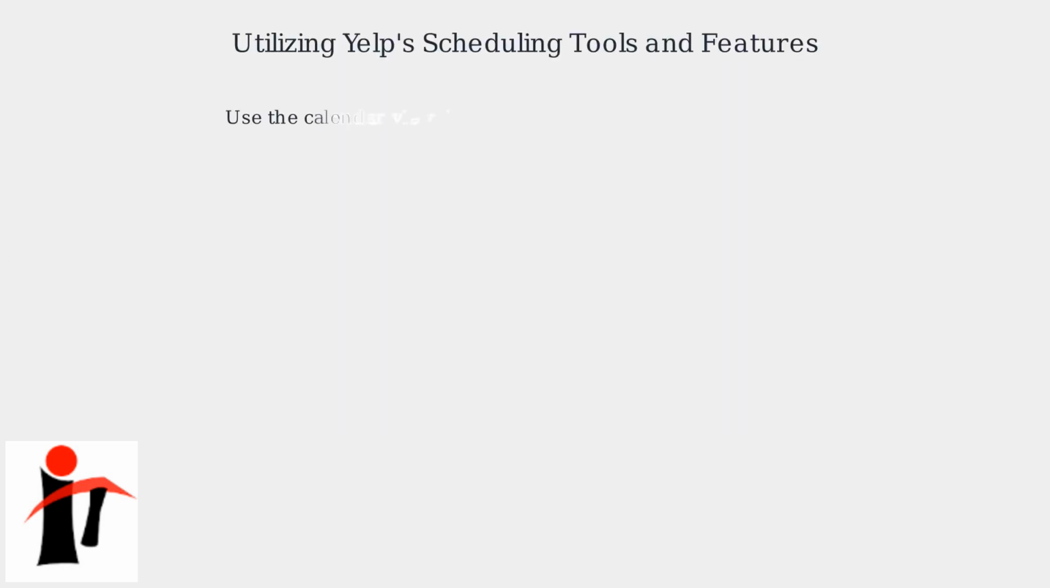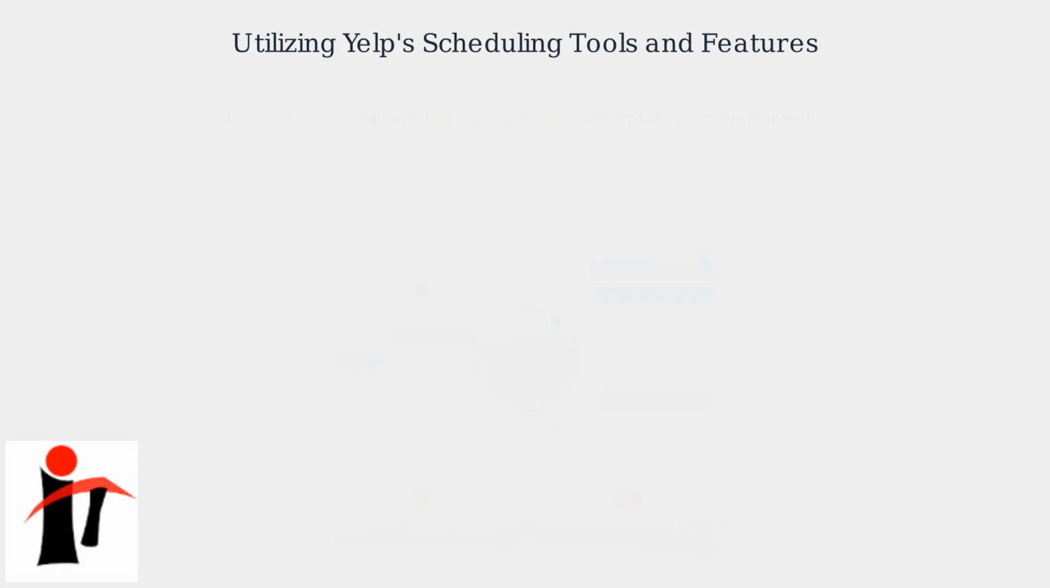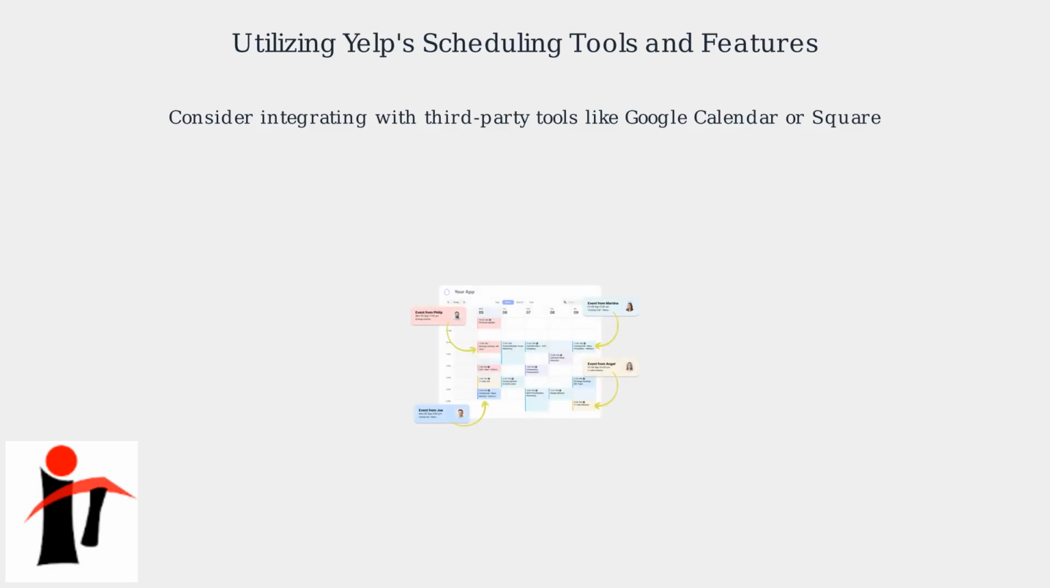Yelp offers several tools to simplify scheduling. Use the calendar view for a visual representation of your hours. Take advantage of conflict detection to avoid overlapping schedules. Consider integrating with third-party tools like Google Calendar or Square for seamless syncing.